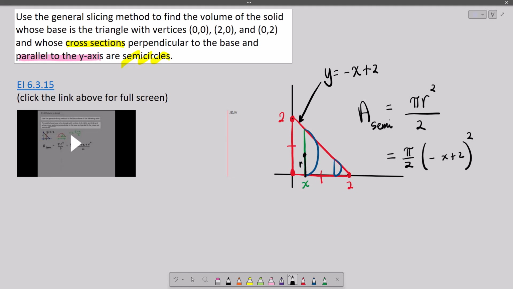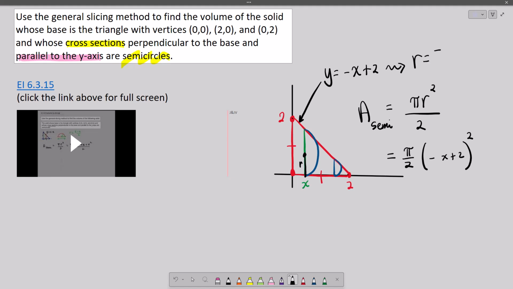It wouldn't be that over 2? I just put the over 2 there. I just moved that as the coefficient out in front. But for the radius, is it negative x plus 2? Oh, shoot. Yes. Thank you. Man, blowing it.